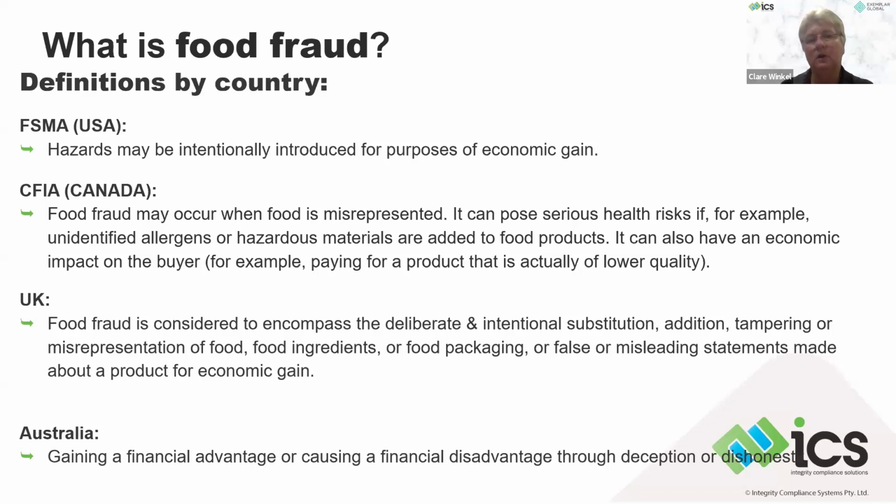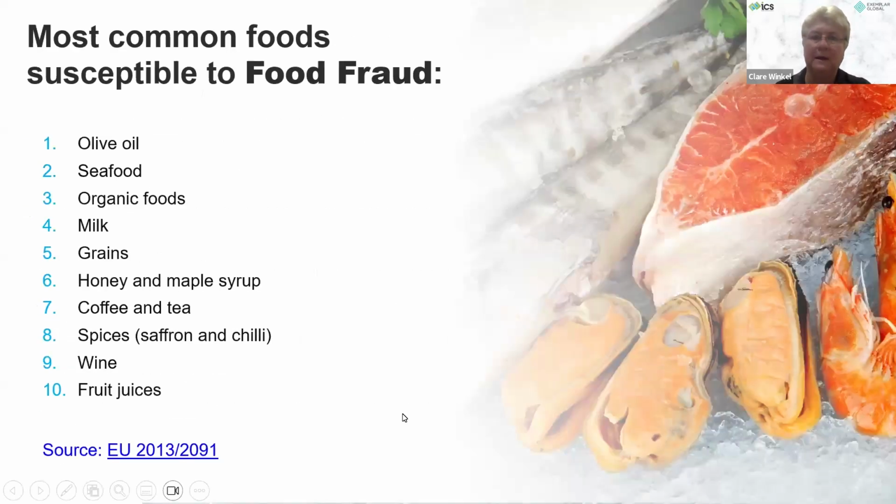Canada, food fraud may occur when the food is misrepresentative. It can pose serious health effects, for example, unidentified allergens, or if hazardous material added to the food products. But it can also have an impact on the buyer because they're paying for product that doesn't necessarily have the attributes that they think it has. The UK has a much wider, quite detailed definition, and the Australians are quite simple, gaining a financial advantage or causing a financial disadvantage through deception or dishonesty. So that will have a focus for different people.